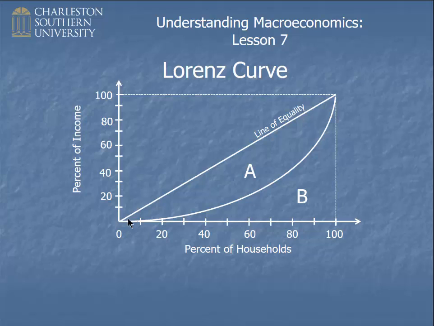When incomes are really, really equal, area A will be kind of tiny and area B will be very large. On the other hand, when incomes are very, very unequal, that Lorenz curve will go way out like this. Area A will be quite large, and area B will be very, very small. So Professor Gini proposed the Gini index would be the ratio area A divided by A plus B.